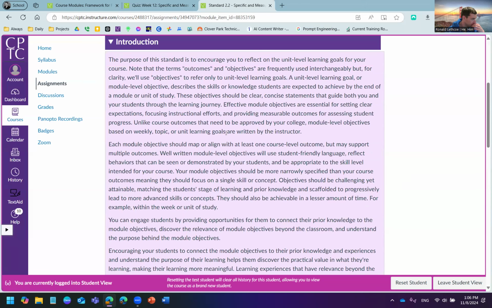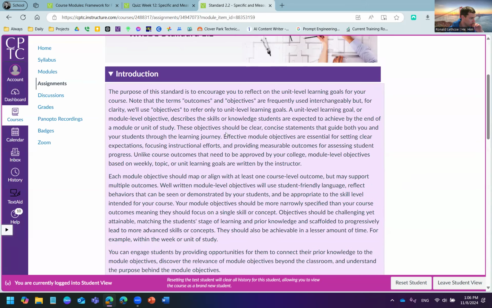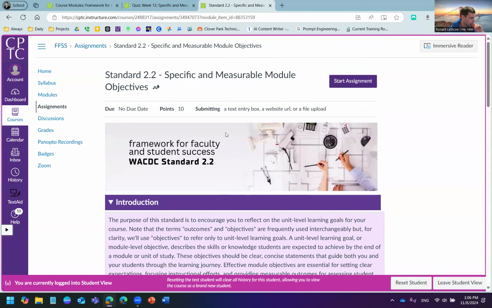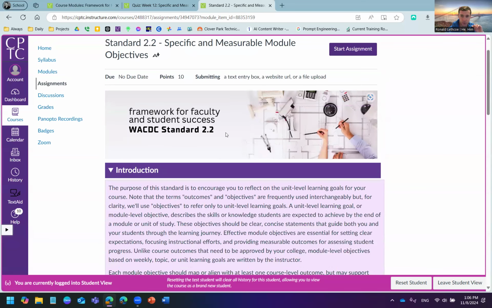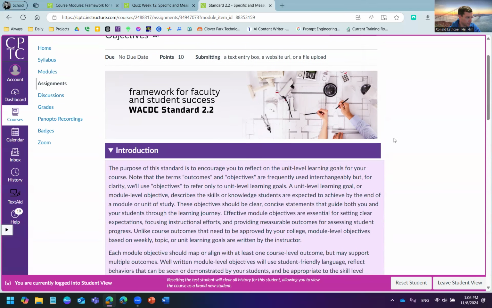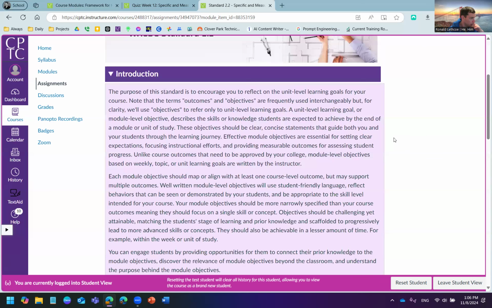Any questions though before we dive in here to standard 2.2? Whether it's from last week or just anything outcomes and assessment related, or teaching and learning related. Okay, if there are no questions, then we can get started.